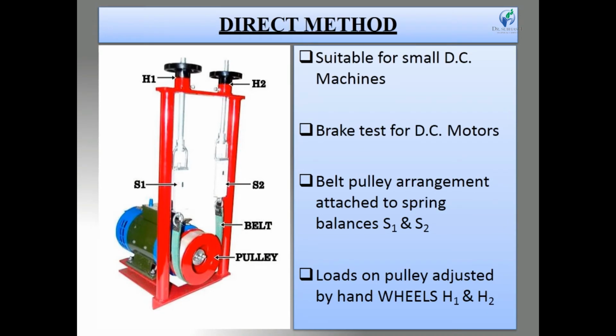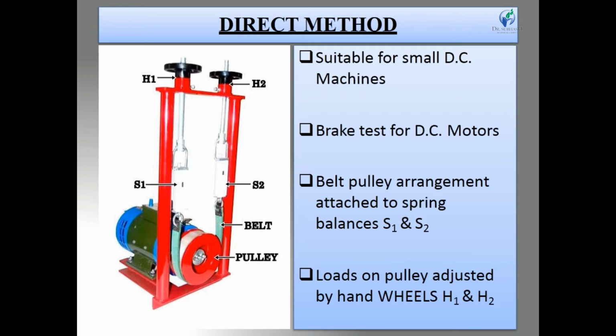Now we will discuss all the methods in detail. The first method is the brake test or direct method test. The direct method test of the machine is shown in this figure. The machine is gradually loaded from no load to full load. The pulley is fitted on the shaft of the motor.